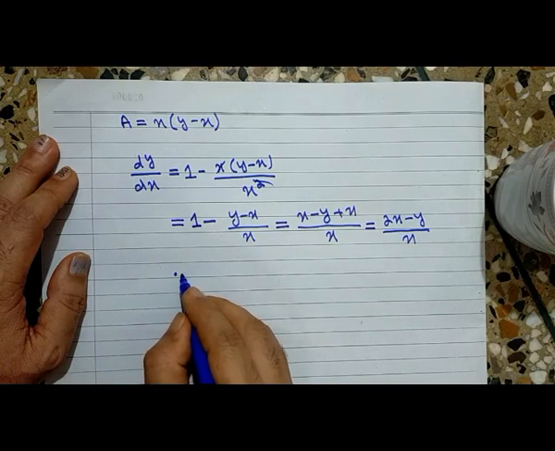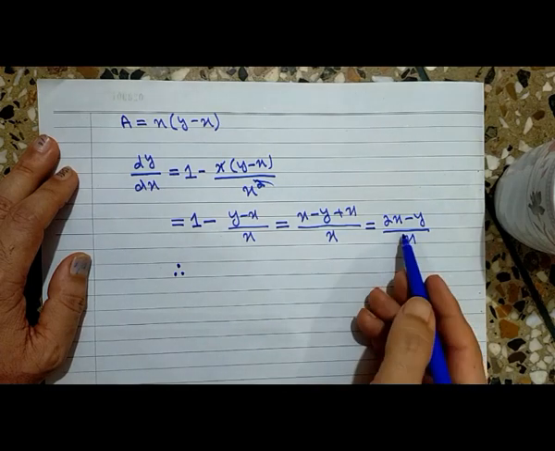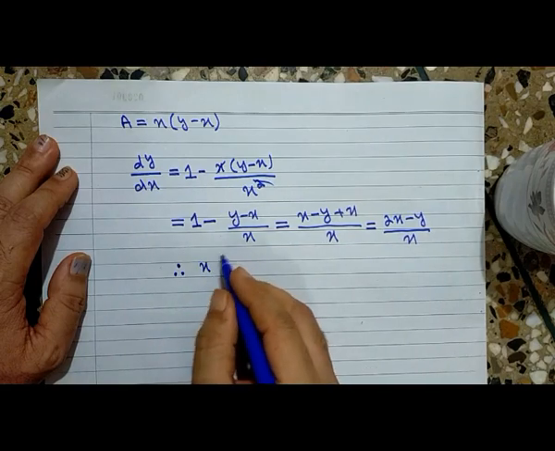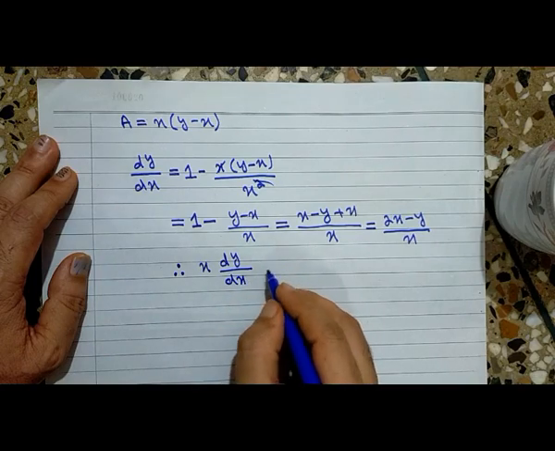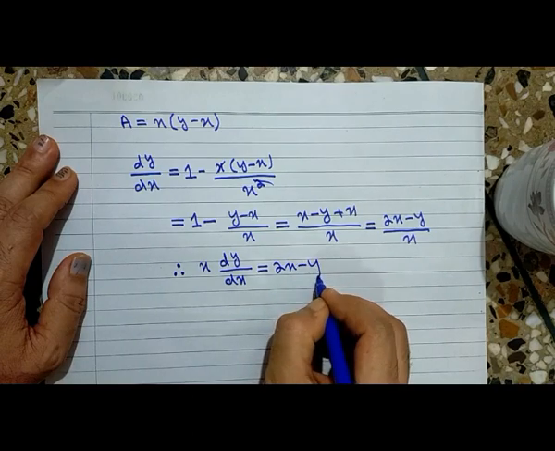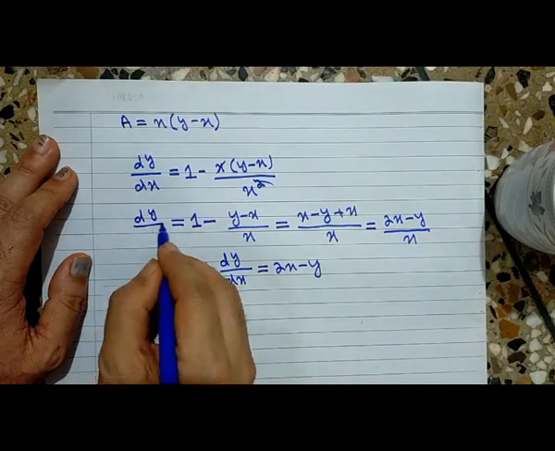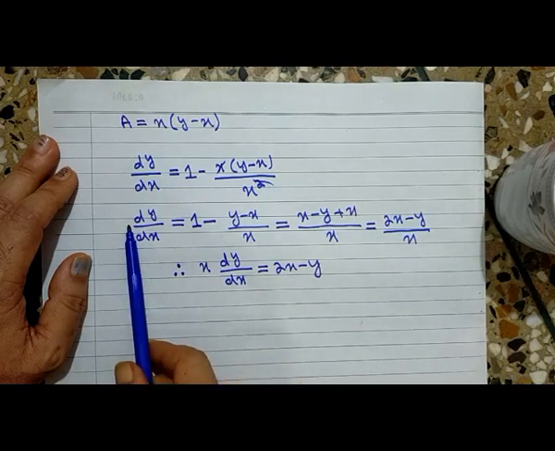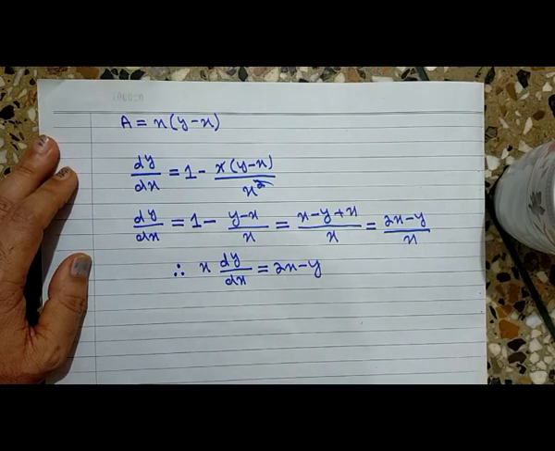Therefore, what we conclude now, we arrive at x dy by dx equals 2x minus y. Remember, this is dy by dx, and this x was simply shuffled to this left hand side, so this expression is the result, and the rest on the right hand side is the same.